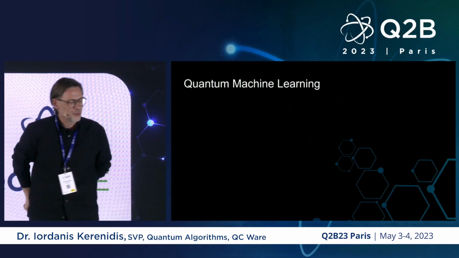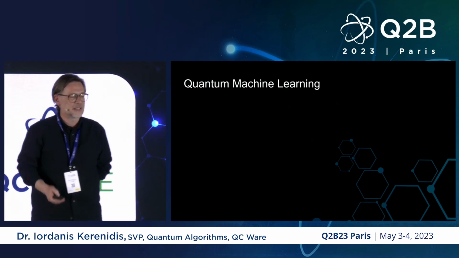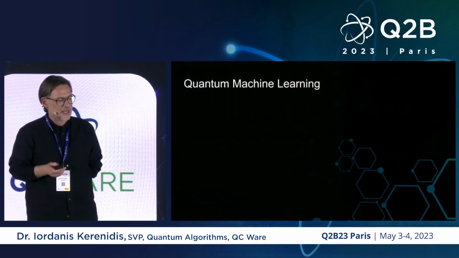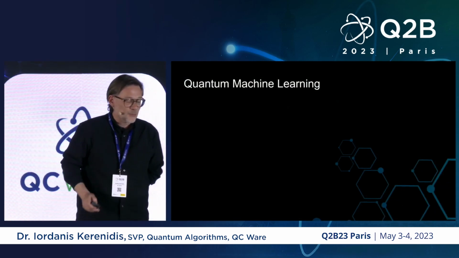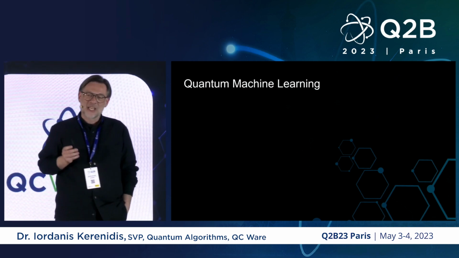So I'm here to talk to you about QCLearn, and QCLearn is a quantum machine learning library. And what is quantum machine learning? Let's start with a simple question. Quantum machine learning is a combination of two things.